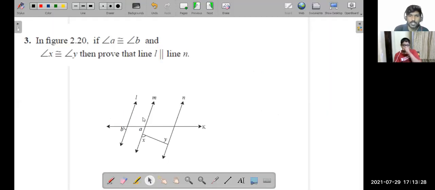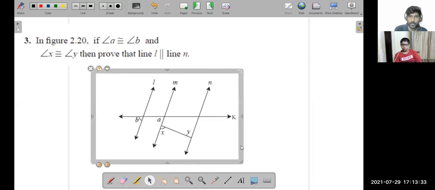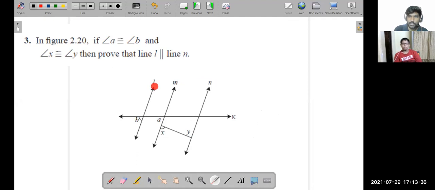Okay, one small mistake is there. First, what have they asked in this question? They have asked you to prove L, that is this one, is parallel to N, that is this line. So this question you have to do in two parts. First, you have to show L is parallel to M. And second, you have to show M is parallel to N. Once you have proved these two things, you can directly say L is parallel to N.